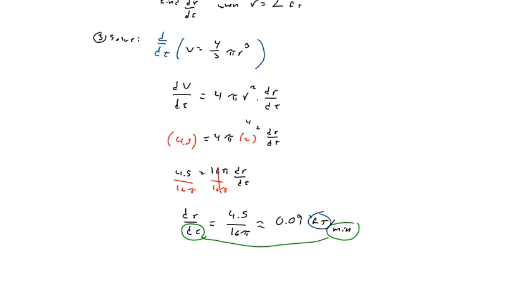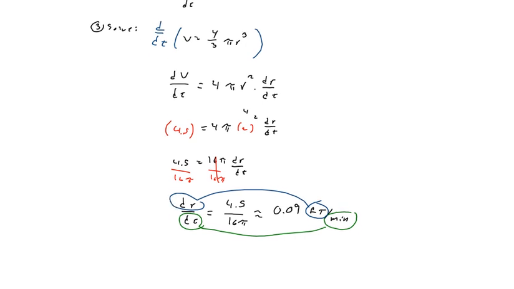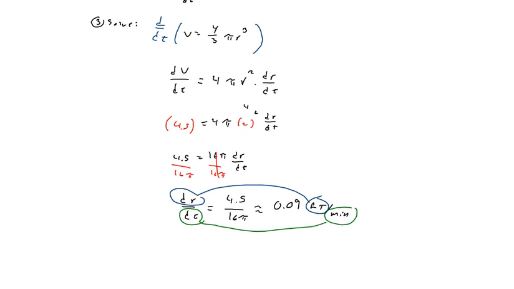Really important to remember how to coordinate those units, to look at the problem and see what units are going to be left over. Well, we had 4.5 cubic feet, 16 pi is square feet. Cancel those, we've got 1 foot left, and there's per minute, so it's feet per minute. Change in radius over change in time. What units are we talking about?